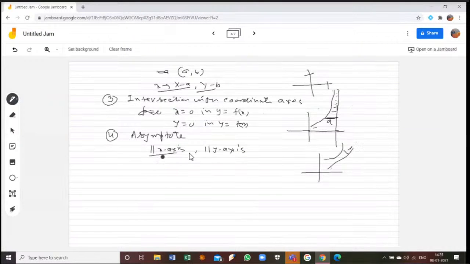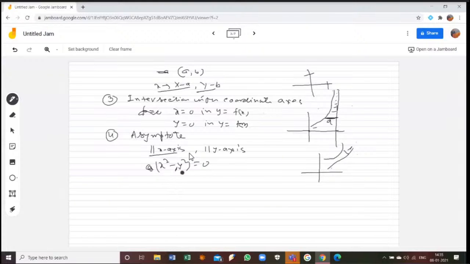Suppose it is given x square minus y square. Here the coefficient of the even power of y, that is y square, is minus 1. So this is a constant. If it is a constant, then we can say that there is no asymptote parallel to the x-axis.